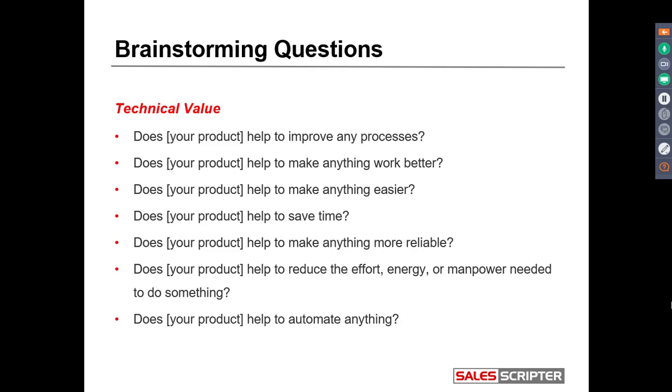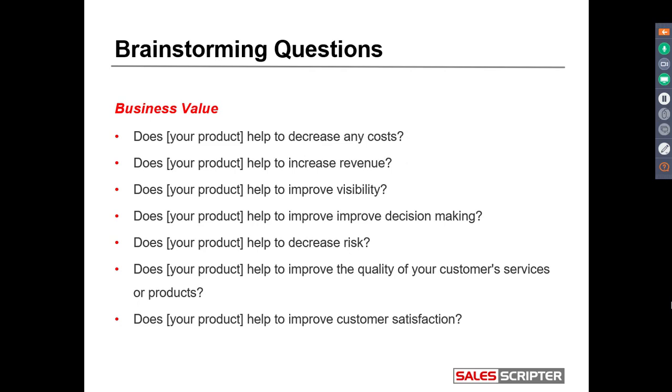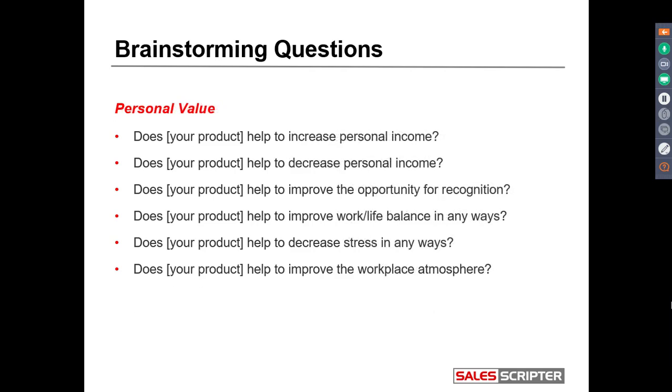So it's sort of like, does your product help to improve any processes? If your answer is yes, then how, or what processes? These are just to guide you to start to brainstorm and organize and identify the different ways that you help. So here are some technical questions. Here are some business questions. Do you help to increase revenue, visibility, decision making, risk, customer satisfaction? Here are some personal questions: personal income, decrease stress, improve work-life balance, improve recognition.